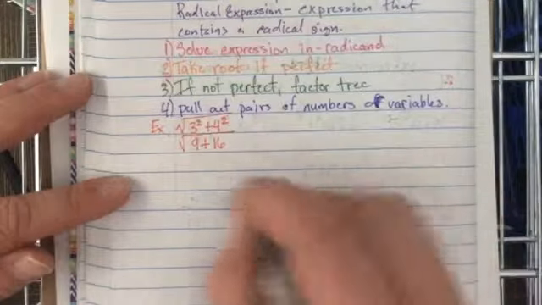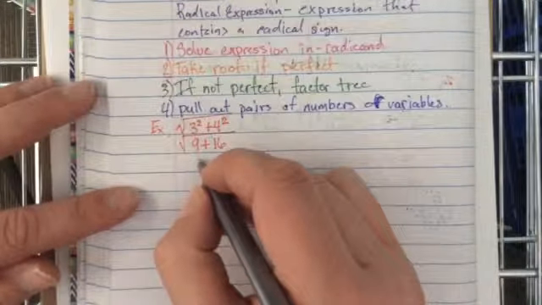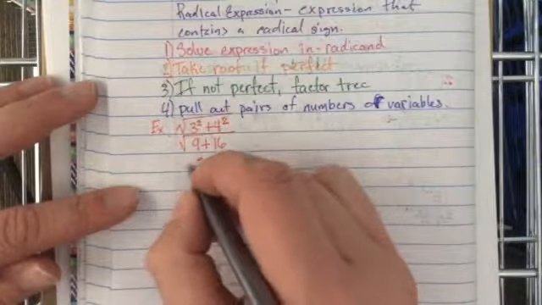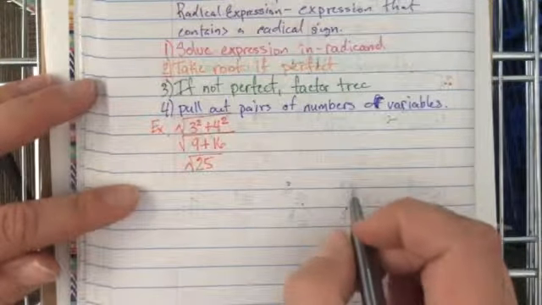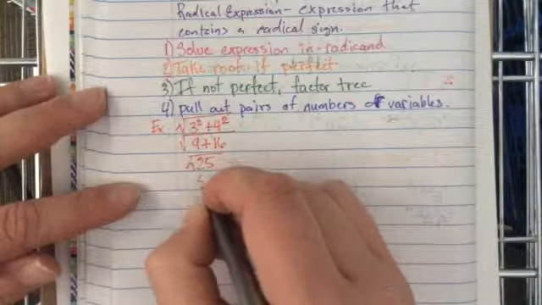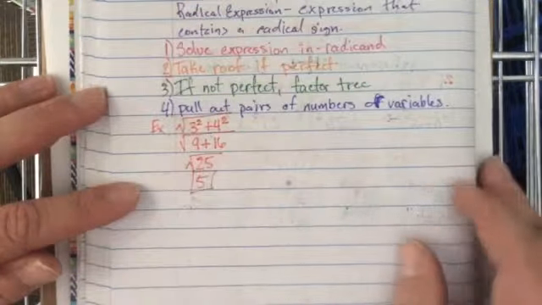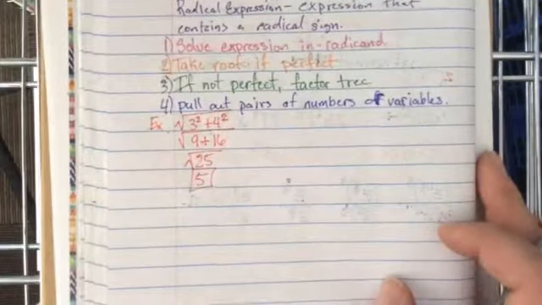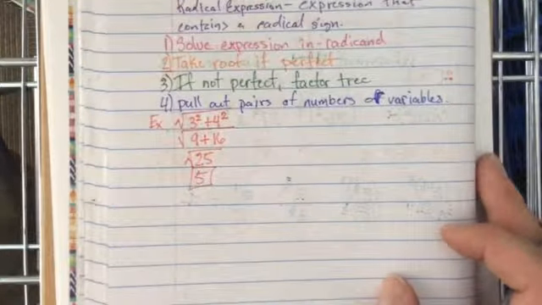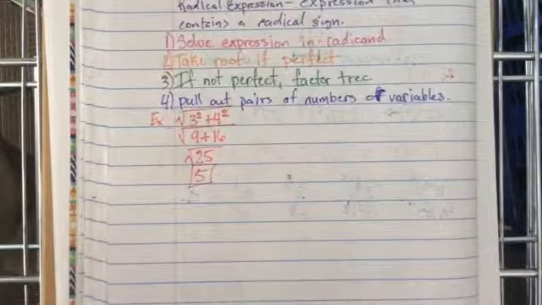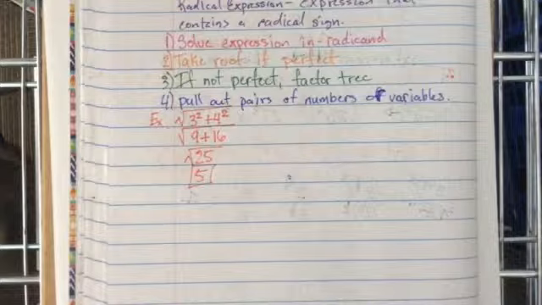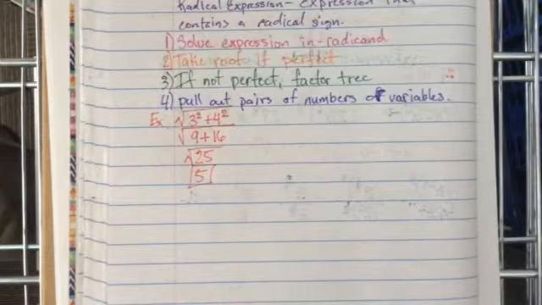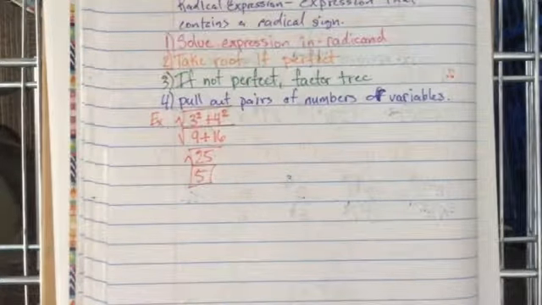9 plus 16 is 25. Keeping the square root with it, what is the square root of 25? Is it perfect? It's perfect. So the square root of 25 is 5. And there is our answer. So we solved our expression in the radicand, and then we took the root because it was perfect. Let's try another example.